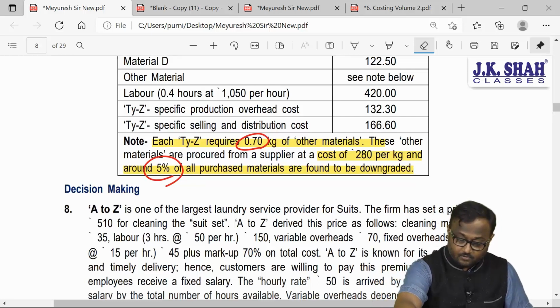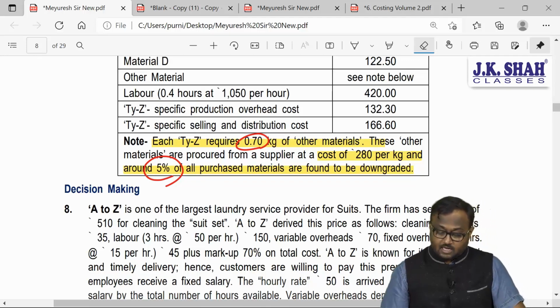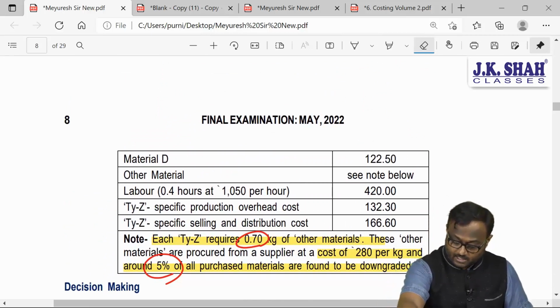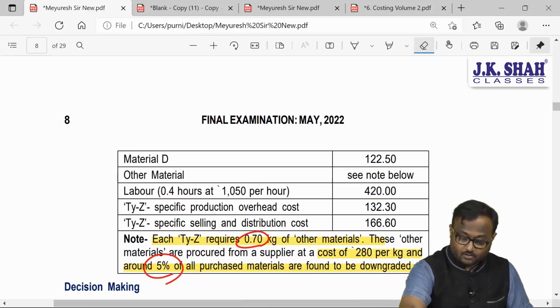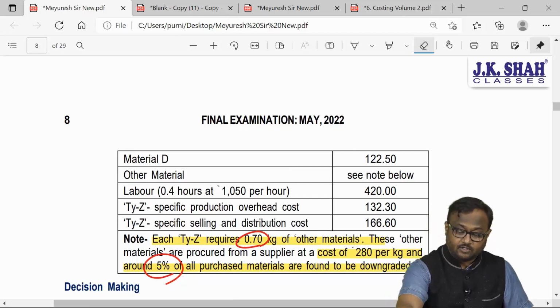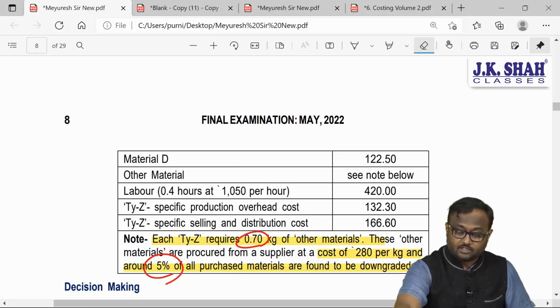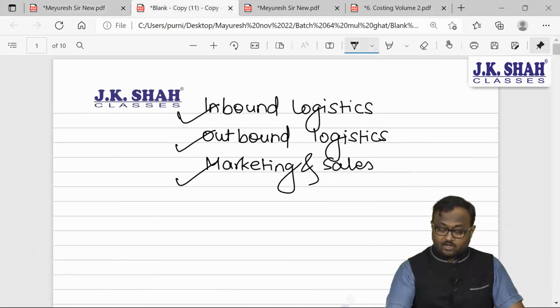122.50, 420, 132.30, 166.60, and of course the other one that we calculated, 196 divided by 95%. So कितना था 280 multiplied by 0.70. This is your 95% requirement. तो ये होगा 206.32, 206.32. ये भी माइनस कर दूंगा. 96.78 is what I'm left with.